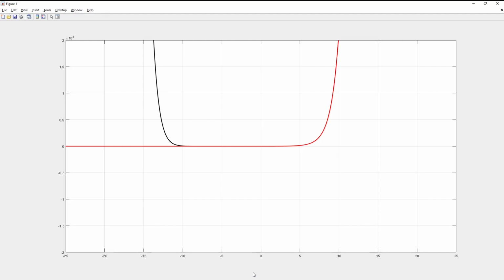The red line is e raised to power x, and in around 10 terms, we can see how good it approximates even for the larger values. If we add infinite such terms, the series should converge to e raised to power x.